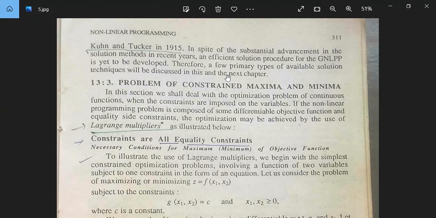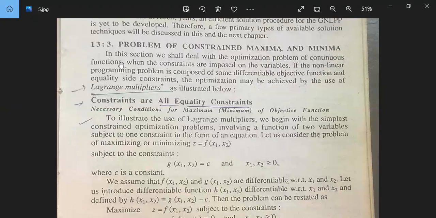Therefore, a few primary types of available solution techniques will be discussed in this and the next chapter। देखो, प्रॉब्लम ऑफ कॉन्स्टेंट मैक्सिमा एंड मिनिमा क्या है ये? In this section, we shall deal with the optimization problem of continuous functions when the constraints are imposed on the variable। If the non-linear programming problem is composed of some differentiable objective function, objective function कैसा होना चाहिए? Differentiable होना चाहिए। An equality side constraint, constraints कैसे हो?